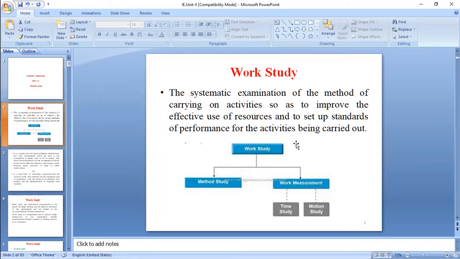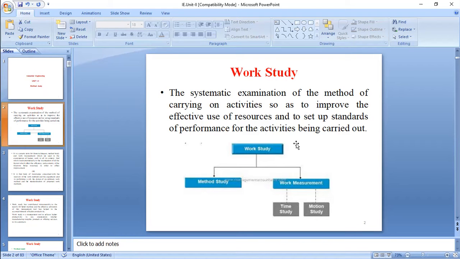Resources may be human resources, material resources, or cost and money resources. So we need to improve the effective use of resources by using the systematic examination of methods, and we need to set up some standards of performance for the different activities which are being carried out. So this is nothing but work study.